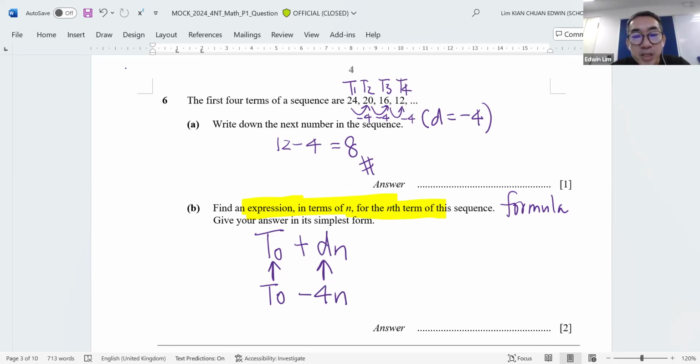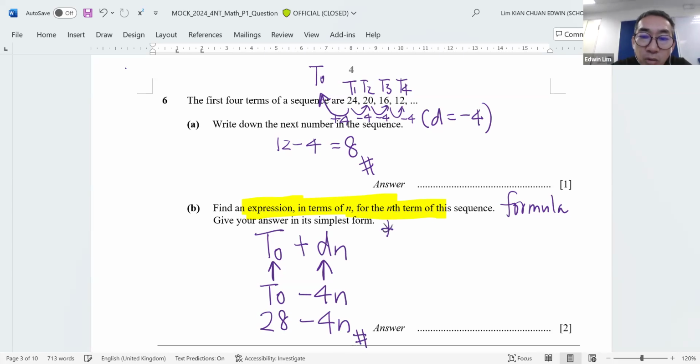how about term 0? What you see right now, 24 is my term 1. So to find my term 0, I will move backwards. If I move from 1 to 2, I minus 4. So now if I move forward from term 1 to term 0, I must plus 4. So in this case, 24 plus 4, I get 28 minus 4n. And this is the formula, right, of this number pattern.